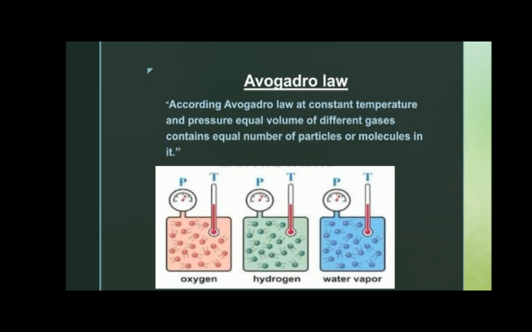The next law you can see here is Avogadro's law. According to Avogadro, at constant temperature and pressure, equal volumes of different gases contain an equal number of particles or molecules. You can see the example here in the pictures that three different gases are there: oxygen, hydrogen and water vapor. But the number of particles in their equal volume will always remain the same. There will be no difference.